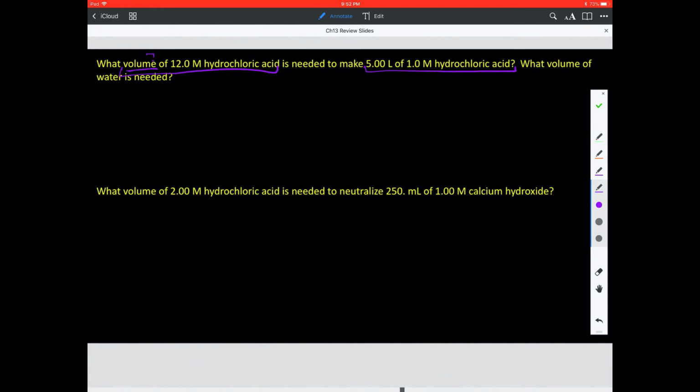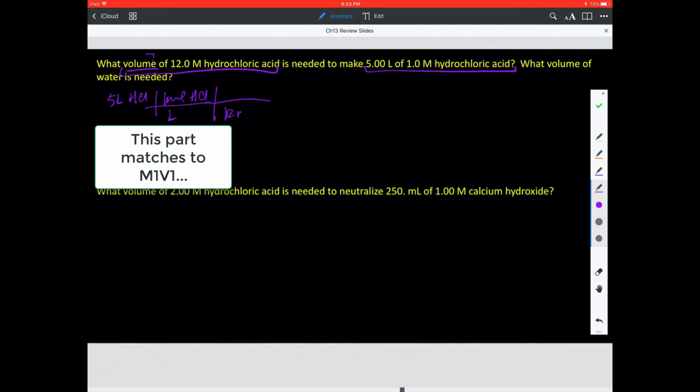Which means that I could employ M1V1 equals M2V2, or I could just do it with basic stoichiometry like we've been doing for forever now. So 5 liters of my HCl and 1 mole per liter of HCl. This piece of math right here solves for how many moles of HCl I need. And then this is where my moles are going to come from.